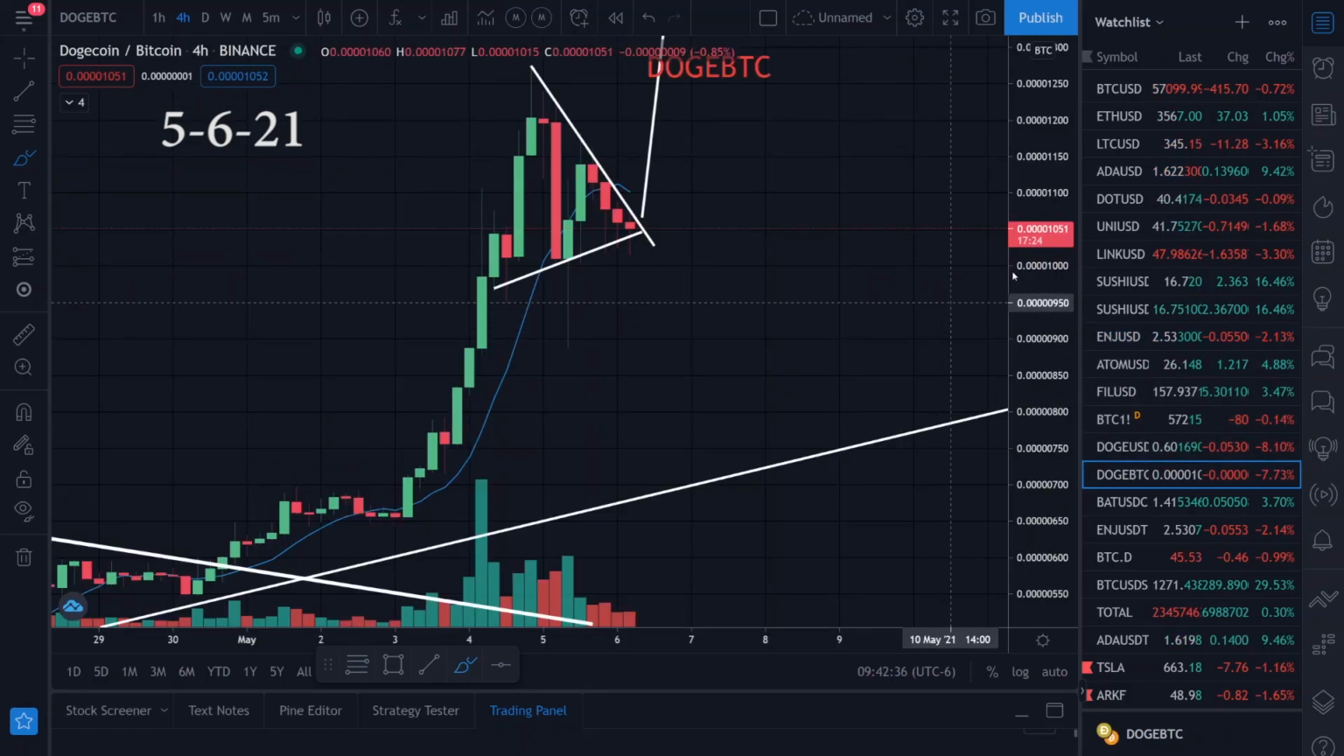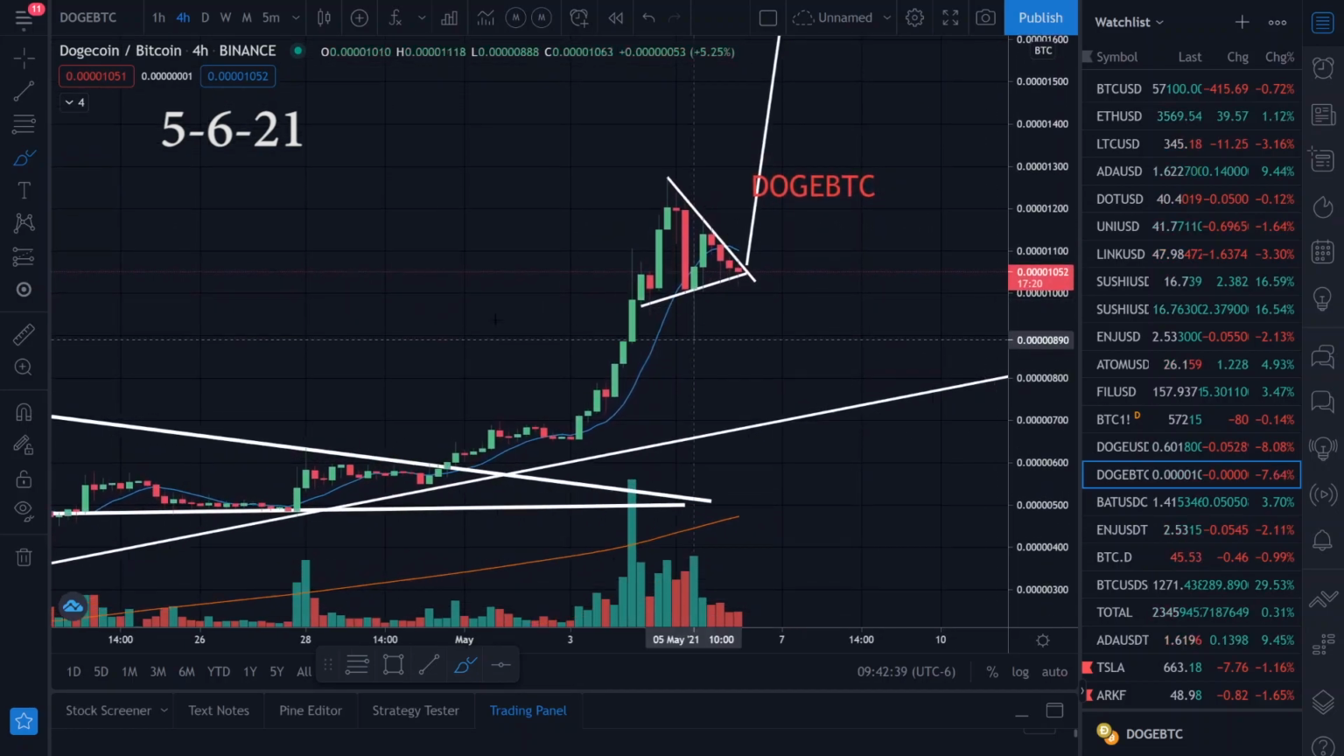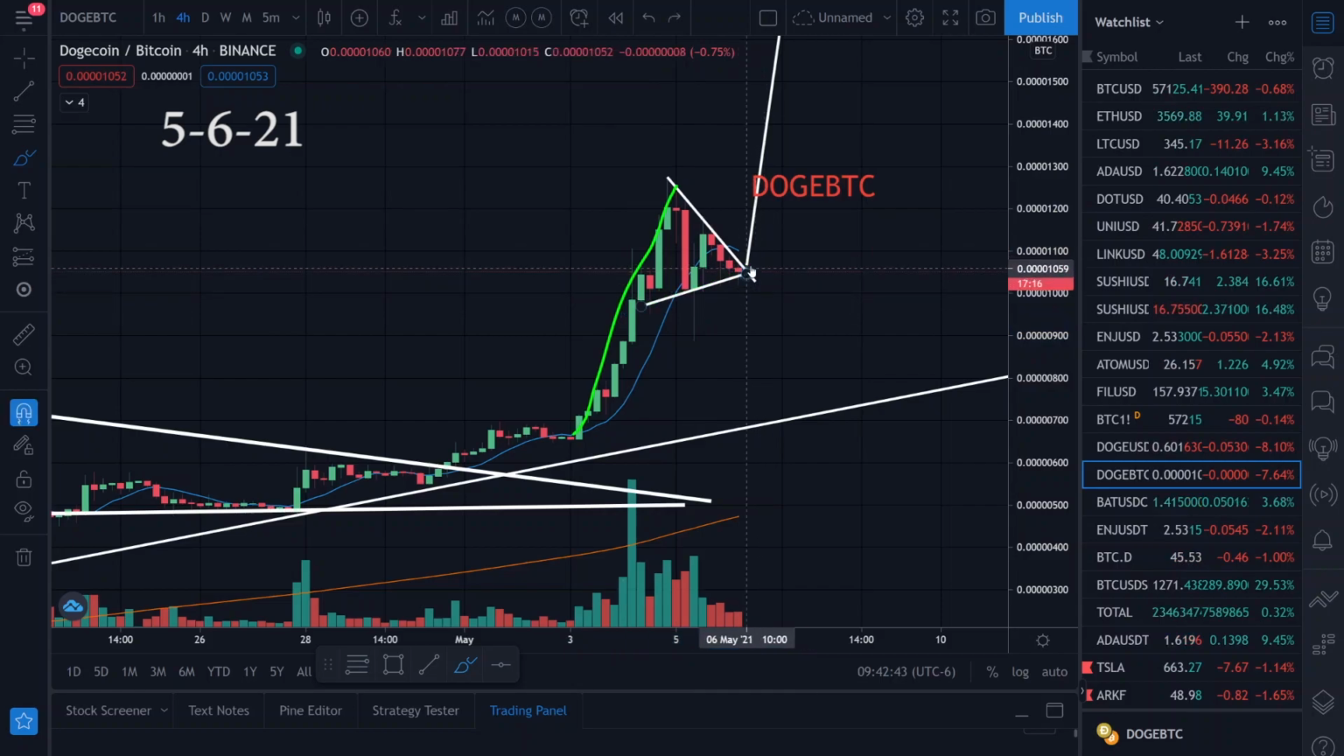So I want to show you guys the Dogecoin to Bitcoin chart, and we have something very similar going on where we had this run up and then support like this. We are testing this trend line right here, so I think it just depends if we go up or down from here on both charts.